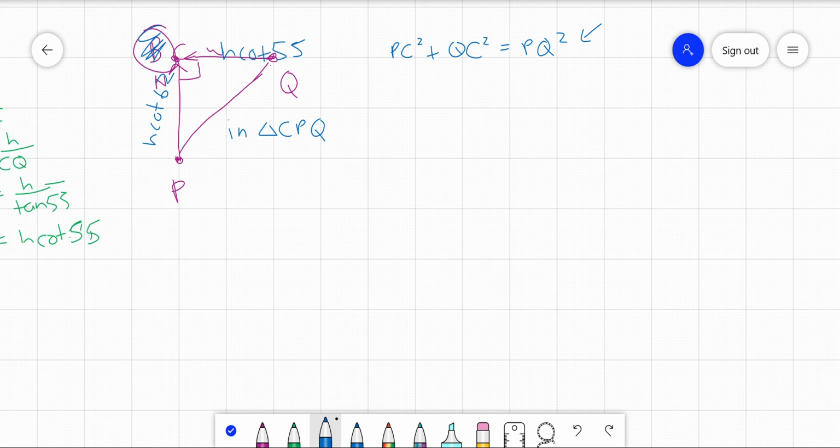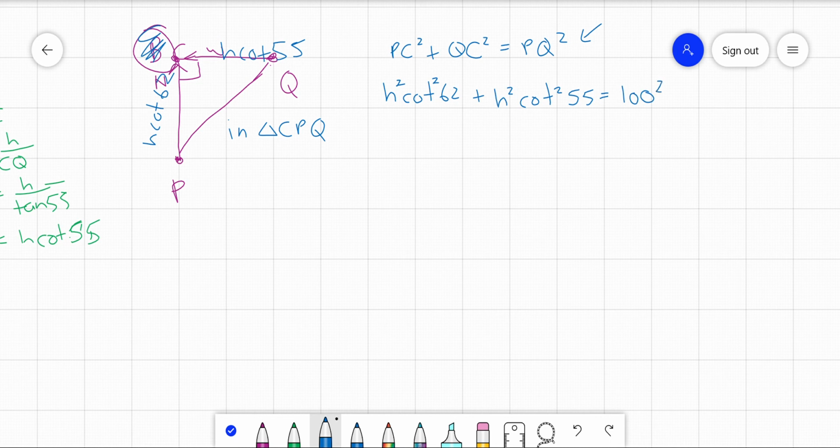So remember PC we knew was H cot 62. If we square that whole thing, it's the same as squaring the H, and for trig, we write the square there. So it's H squared cot squared 62. And if I square QC, H squared cot squared 55, same notation. And if I square PQ, which we were told was 100, I get 100 squared.